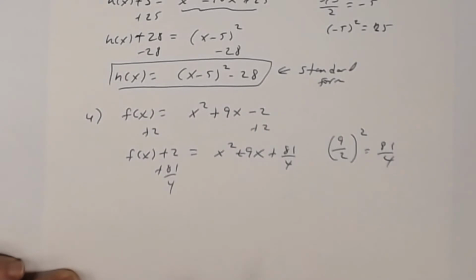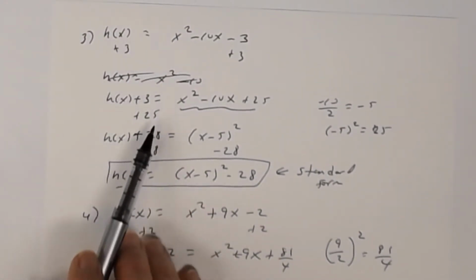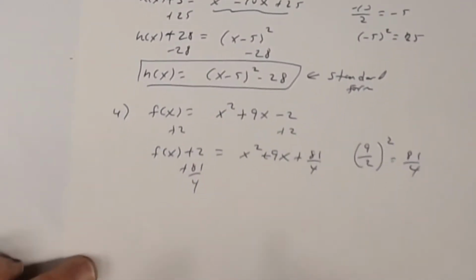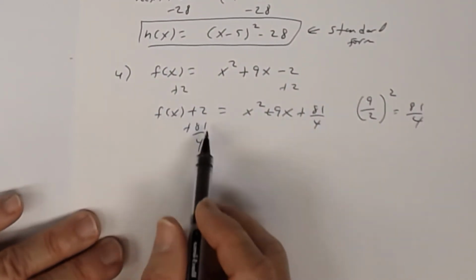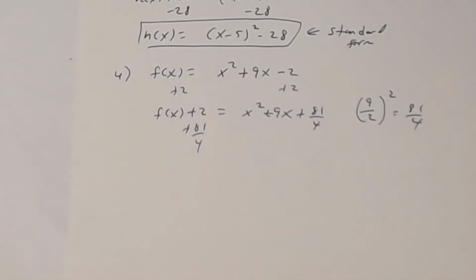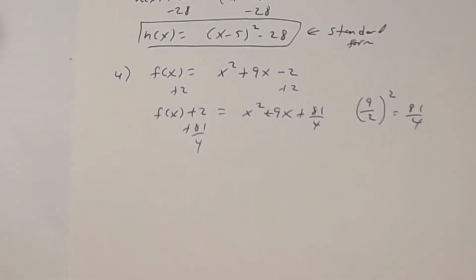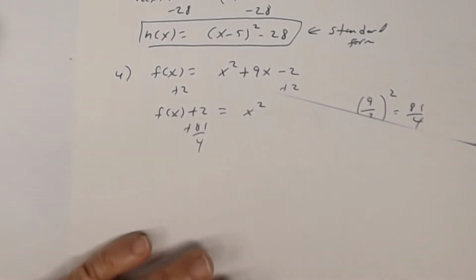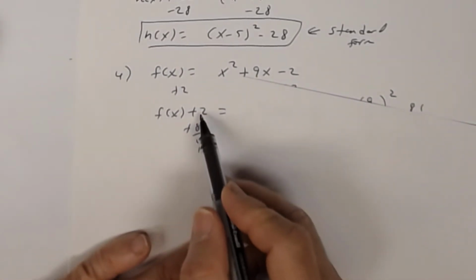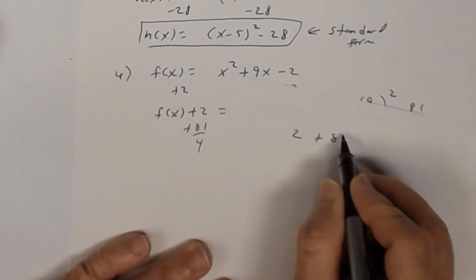Okay? Now, when we combined like terms before, those were easy because those were all integers. Here we have an integer and a rational number. So if you need to use your calculator, use your calculator. Let's remind ourselves how to deal with this. If you don't have access to a calculator, you want to add 2 and 81/4 together. Let's remind ourselves how to do that.